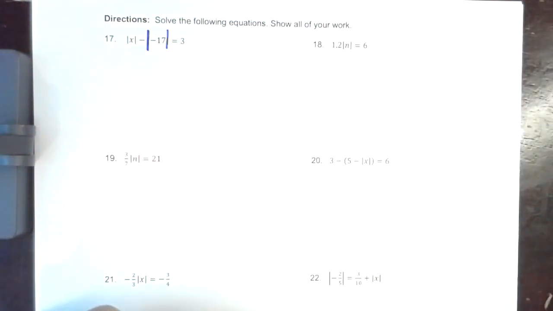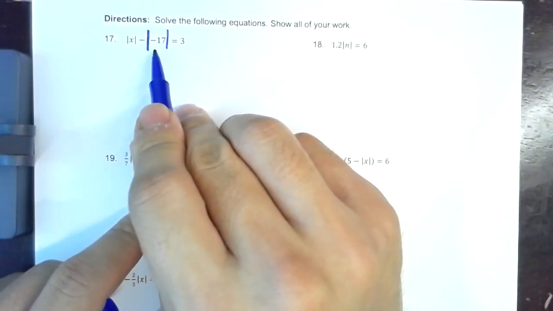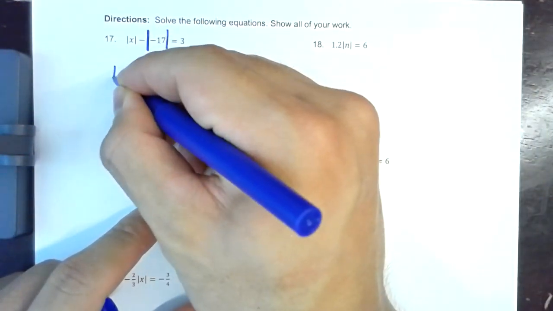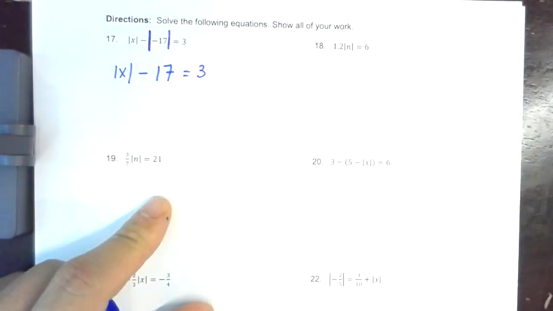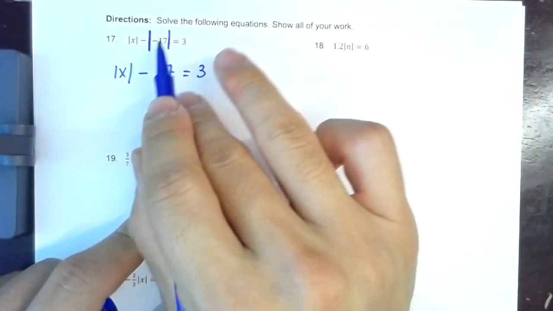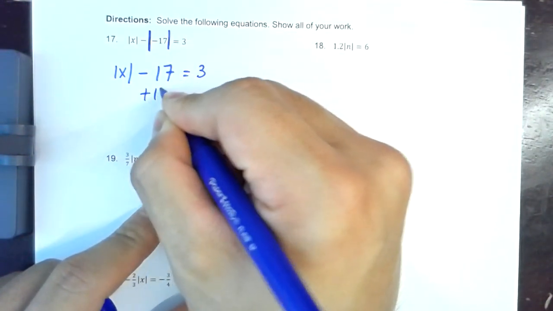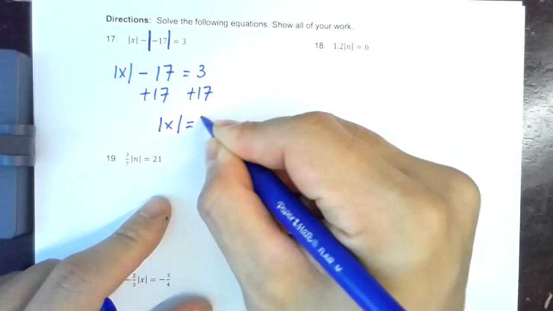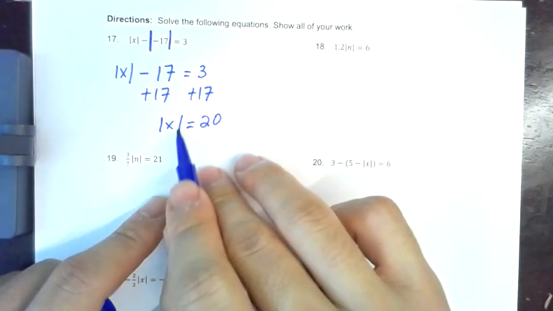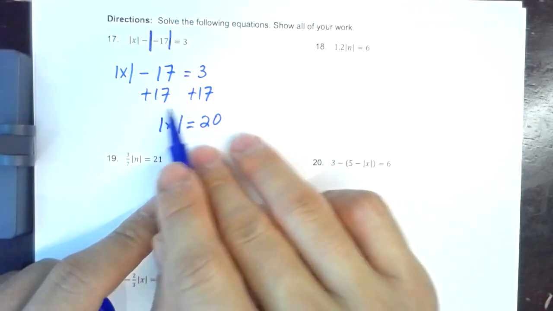You cannot do that. You are not allowed to distribute inside the absolute value. So I draw them extra, extra tall, extra, extra vertical, and you just have to realize that you cannot distribute in. You always should just calculate what's inside first. So here I get the absolute value of x minus really 17 is equal to 3. Notice I just changed the negative 17 to just positive 17. Then I add 17 to both sides, and I get the absolute value of x is equal to 20.